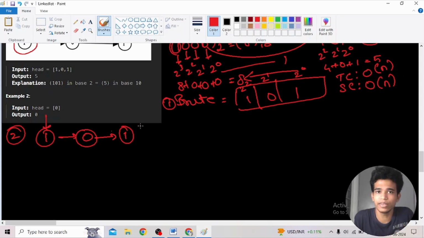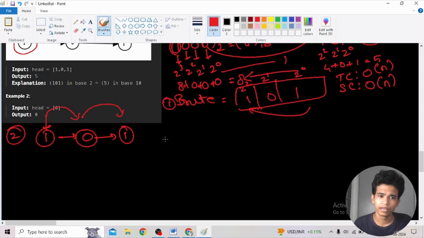From the head only we can access, and in a single linked list we can move in this way. That's why we have taken the array, then we can move in this reverse direction. Then this is multiplied with 2 power 0, this is multiplied with 2 power 1, this is multiplied with 2 power 2. Okay, why can't we take the length of the linked list and do power with 2 and multiply with the value?